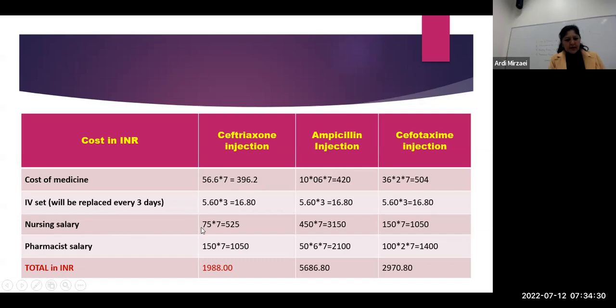And the nursing salary is per dose 75 into 7 days, it is 525. And pharmacist salary is 150 per day. So 150 into 7. So we need to total everything. For 7 days, the total cost of therapy is 1,988 rupees for ceftriaxone.